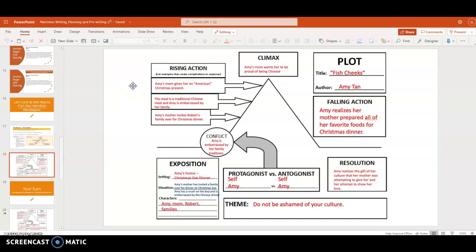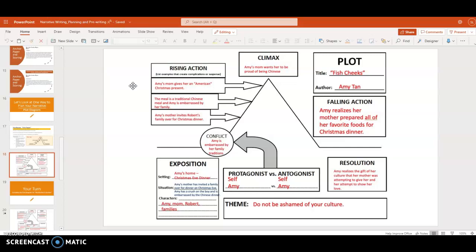Hey students, I'm going to talk through how to do a plot chart. We're going to look at the text Fish Cheeks that we have read and talk through how we would fill in this plot chart, and then you're going to be able to practice this on your own. So if you have a blank plot chart with you as you're watching this video, you can pause the video as we're going, make notes, and write some things down as we go.